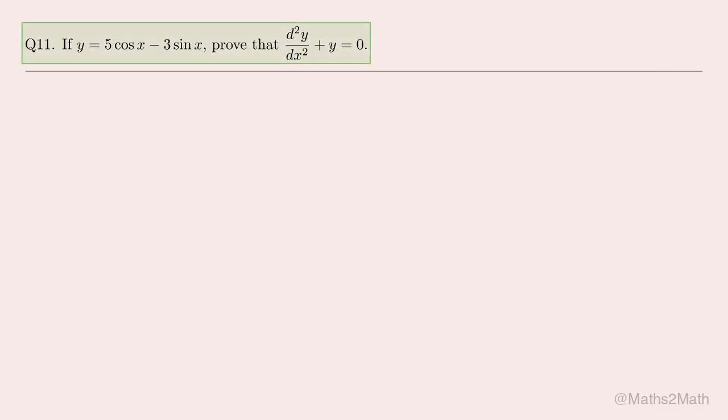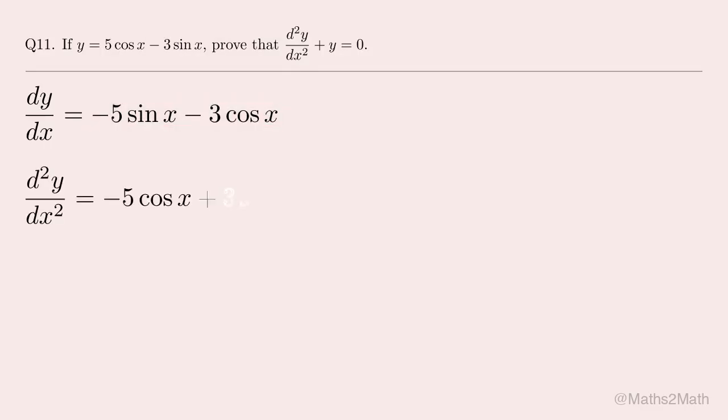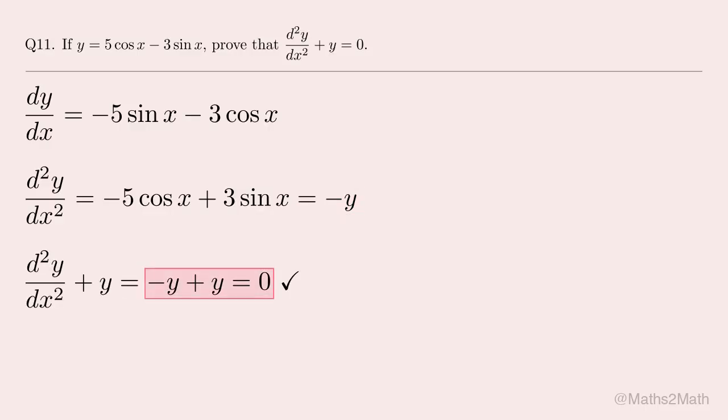Question 11. A combination of cosine and sine that must satisfy the oscillation equation. Differentiate twice and compare with the original. First derivative. Second derivative, exactly the negative of y. So the sum is 0, as required.